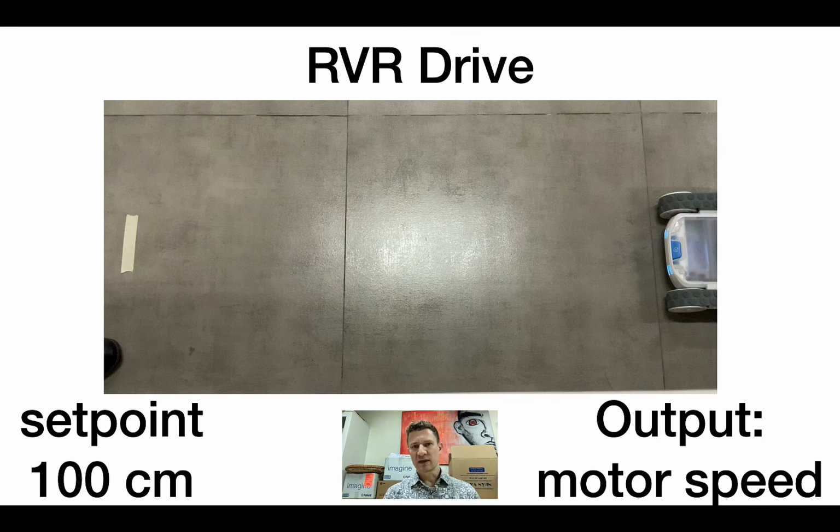The output that we're going to be controlling, we call this the process control variable, is the speed of the motors on the RVR. And so ideally, we're going to be using some logic that tells us how to adjust the motor speed as the distance from where the RVR is along this horizontal axis changes, to control whether the robot is moving to the left or moving to the right.